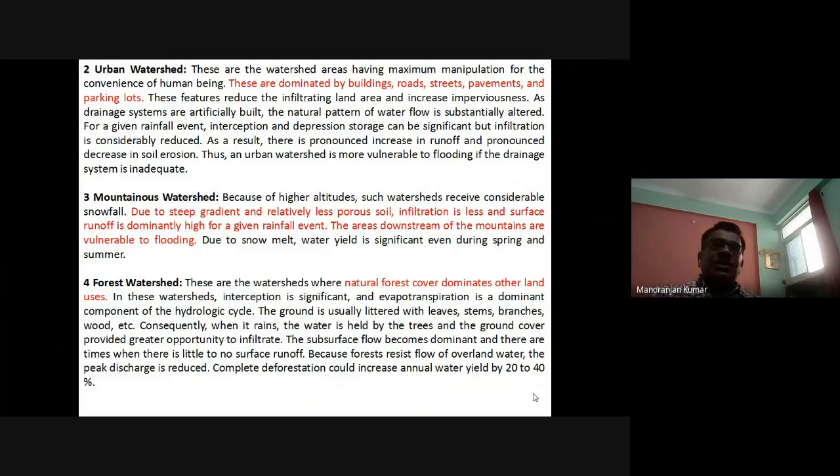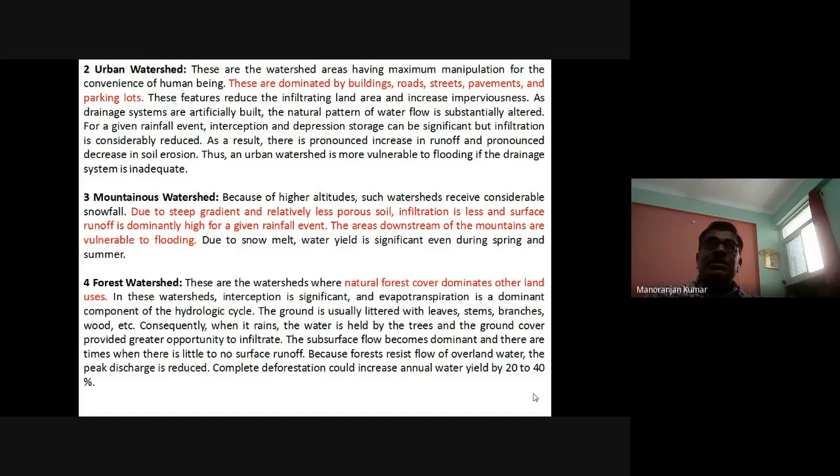As drainage systems are artificially built, the natural pattern of water flow is substantially altered. For a given rainfall event, interception and depression storage can be significant, but infiltration is considerably reduced. As a result, there is a pronounced increase in runoff and a pronounced decrease in soil erosion. Thus, an urban watershed is more vulnerable to flooding if the drainage system is not adequate.